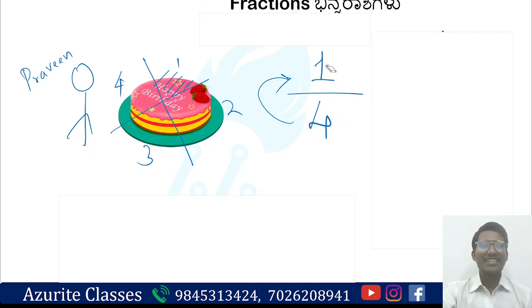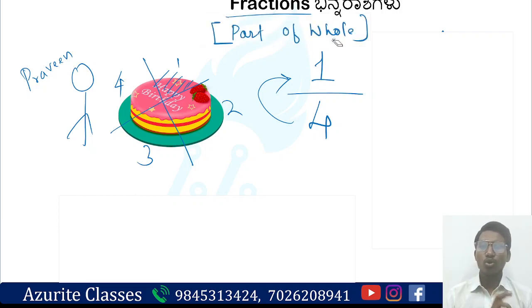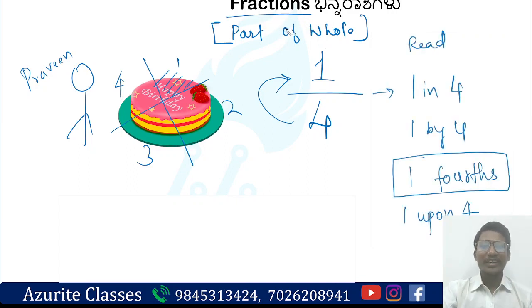That is what we call a fraction. That is the fraction representation. Out of four pieces, everyone gets one piece. This is the part of a whole. The whole cake was there and they cut it into parts. The part of the whole is what is the fraction, right? We read it as 1 in 4, or 1 by 4, or 1/4, or 1 upon 4. We read it in so many ways, right?